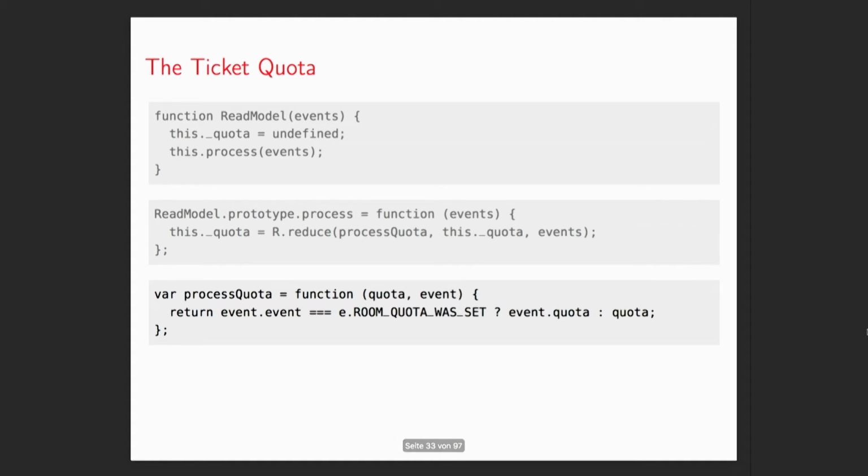And how do we reduce over them? So these events can be anything, but for this one read model, we need to pick out just those that are interesting to us. So we look specifically for the room quota was set events, and if we find one of those, we pick the new value, otherwise we keep going with the old value. And now if a website comes and asks, what is the quota set to actually right now, then we can just return this value. We don't have to do any fancy calculations or anything. This is really fast.